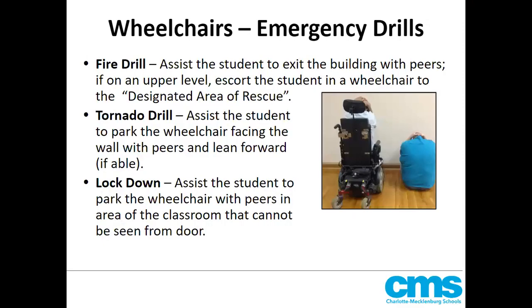Let's review emergency drills now. For a fire drill, assist the student to exit the building with their peers. If they're on an upper level, escort the student in a wheelchair to the designated area of rescue. For tornado drills, assist the student to park the wheelchair facing the wall with the peers and lean forward if able. During lockdown, assist the student to park the wheelchair with their peers in an area of the classroom that cannot be seen from the door.